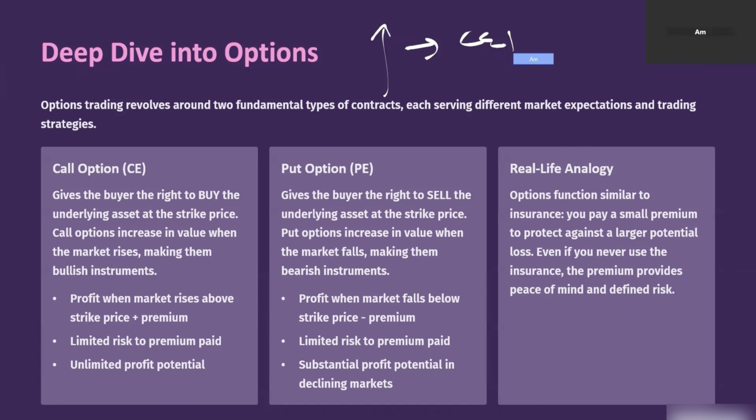So when you know that the market is going up, you are going to buy a call option. If you're assuming that the market is coming down, then you have to buy a put option. Opposite is the seller's case. If you're assuming the market is going up, you will be selling a put option. If you're assuming that the market is coming down, then you will be selling a call option.